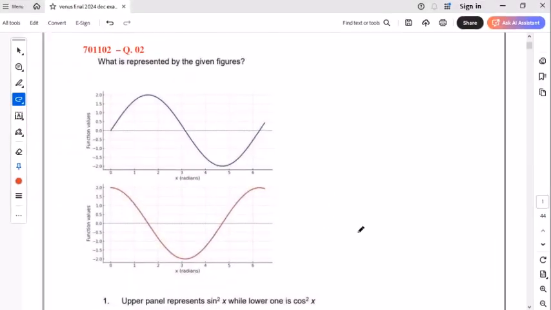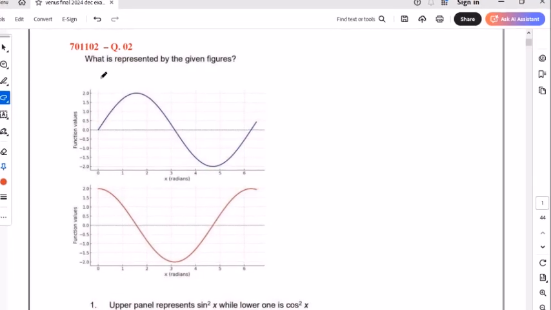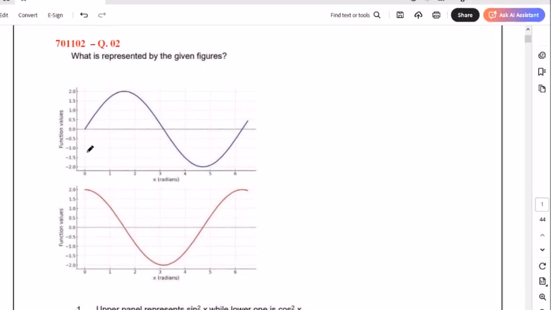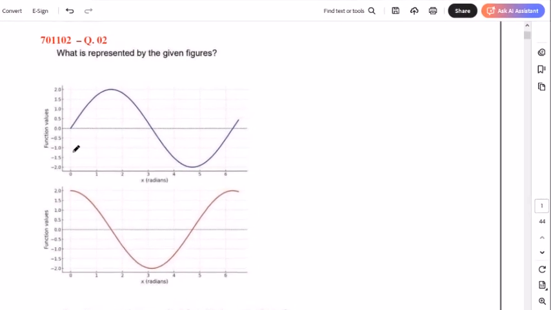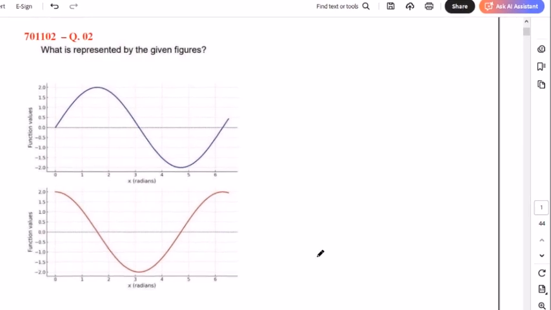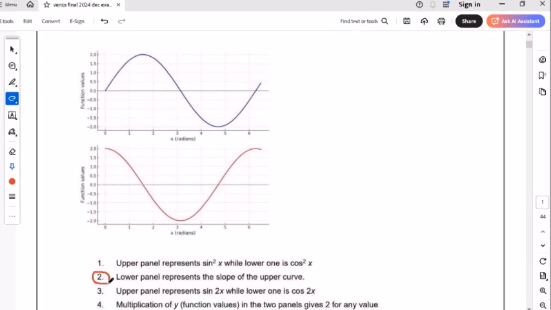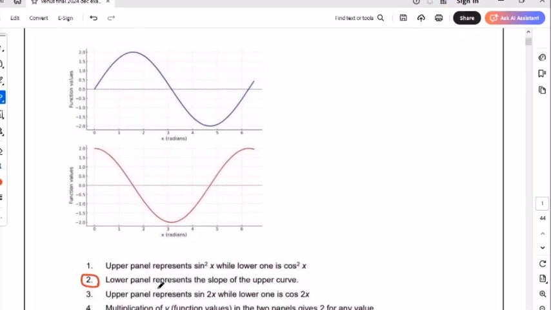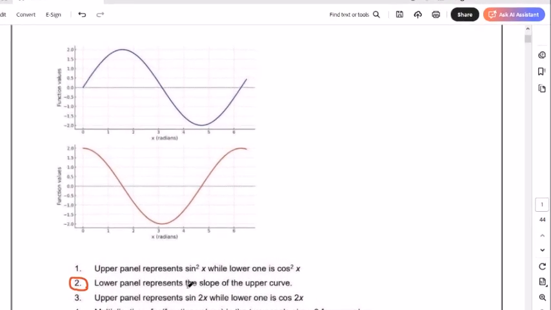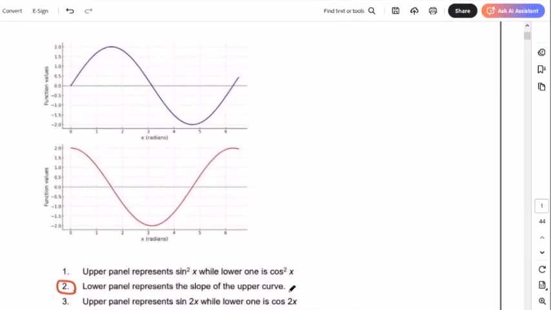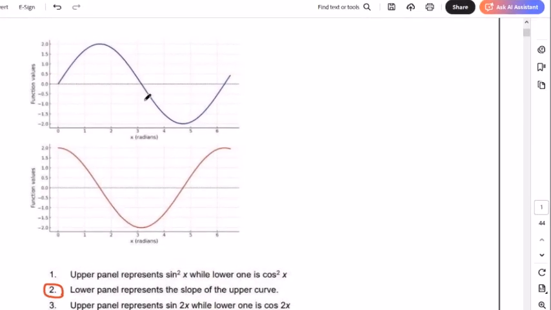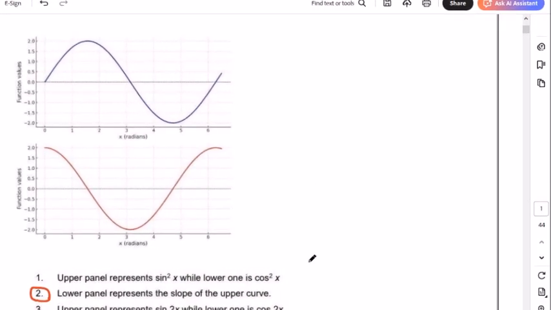Next, question number 2. What is represented by the given figures? Here 2 graphs are given. Let us see graph 1 and 2. Option number 2 is the correct option, friends. The lower panel represents the slope of the upper curve. Slope of the upper curve. So option number 2 is the correct option, friends.